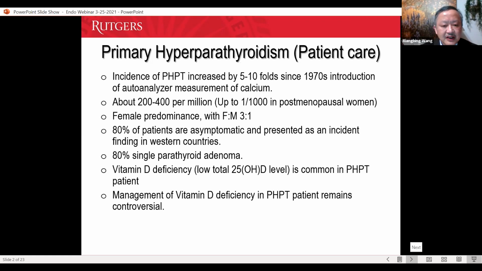80% is a single parathyroid adenoma, and low vitamin D level. We also say vitamin D deficiency is really common in this kind of patient. How we manage this vitamin D deficiency in these patients remains controversial.